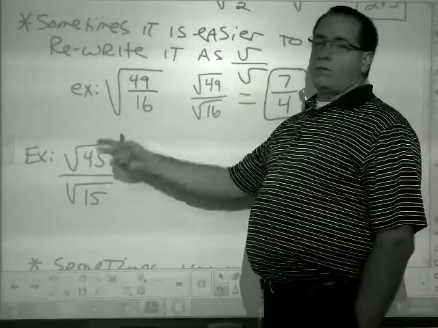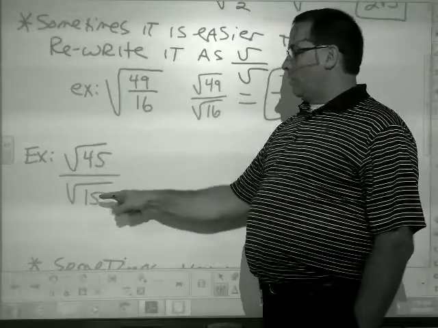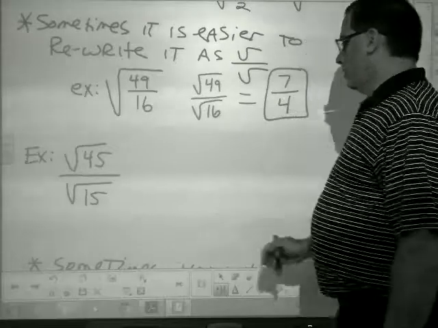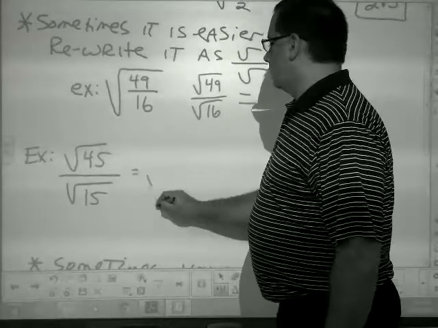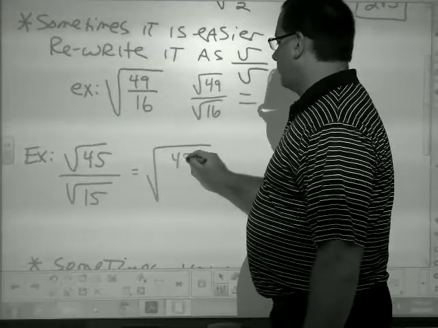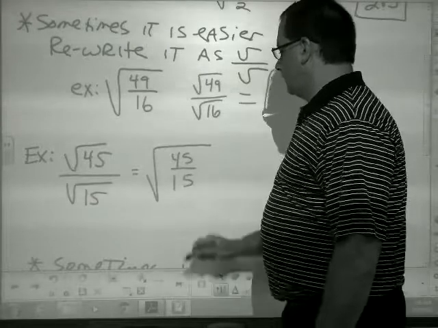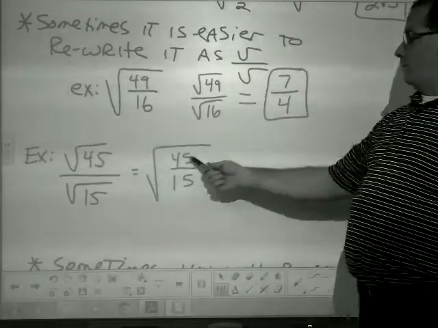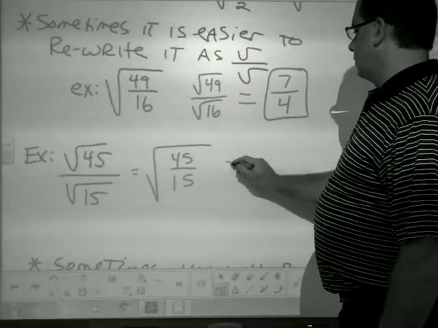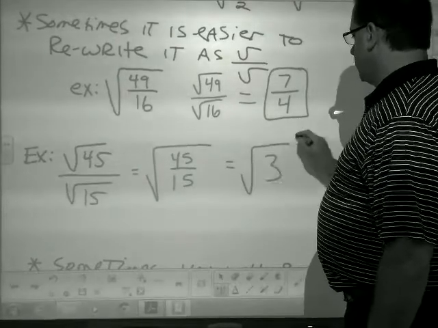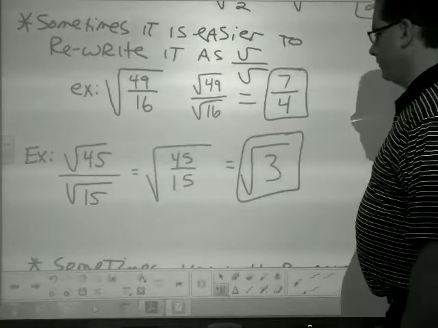I can take a radical over a radical if I notice that these are dividing, they can divide into each other, and I could actually rewrite it the other way. I could say the square root of 45 over 15. 45 divided by 15 goes in 3 times, so this is the same as the square root of 3.